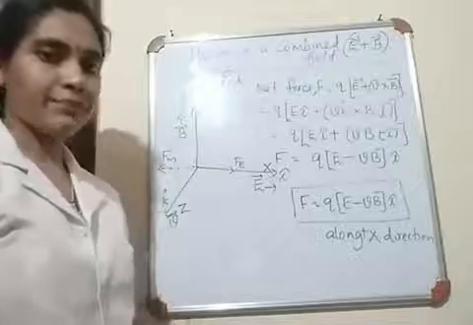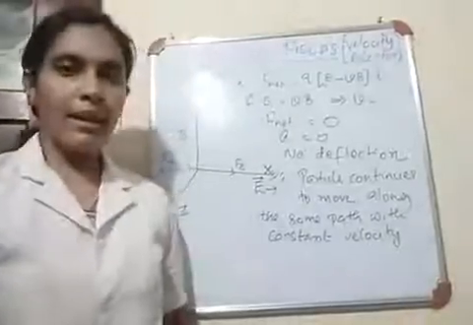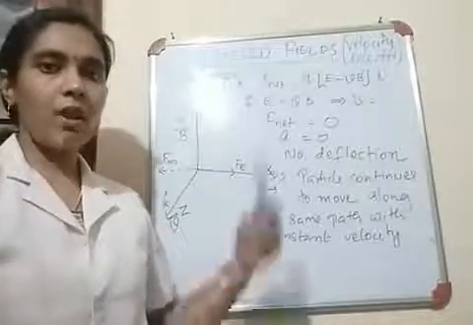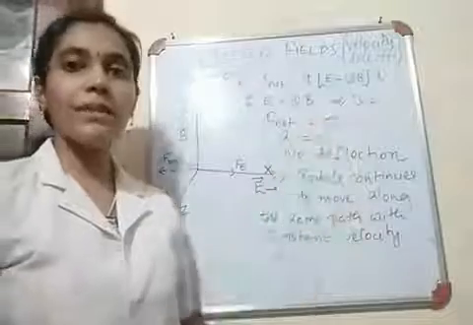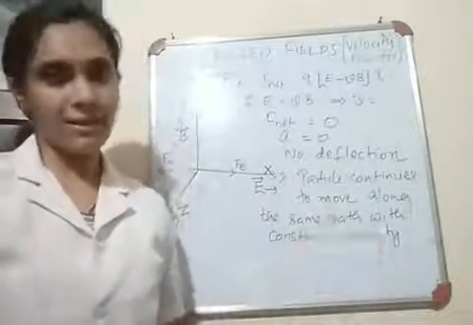Okay, children. Children, next let's discuss crossed fields. This crossed field is also known as a velocity selector. Why is it so? That you will understand towards the end of this discussion.